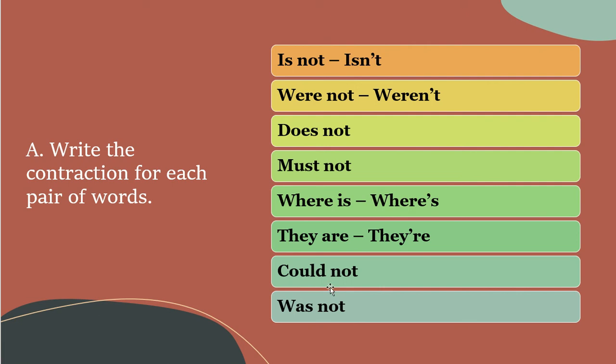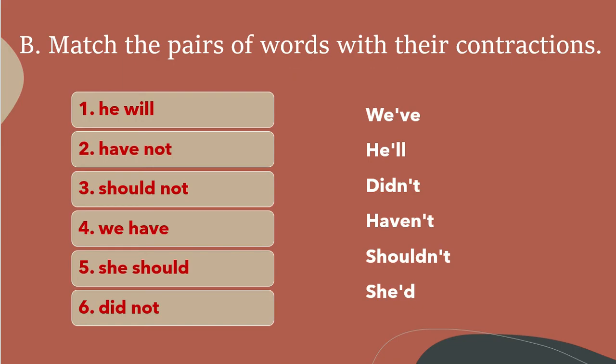Okay? And then could not and was not is your job. Okay? So, these are your, I have done four, rest four are your PW. You have to do it on your own. Coming on to question number B.